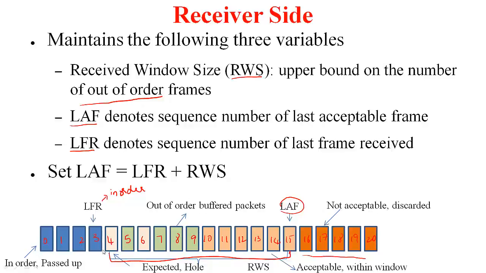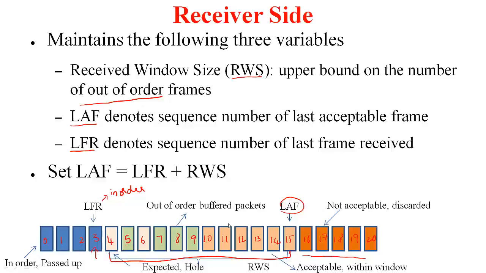Here I have just numbered the frames. This receiver has received frames in order until the third frame. It is expecting frame 4, but it did not come. Maybe it got lost. After that, it got frame 5. Again, frame 6 it didn't get because maybe it was lost. And then it got 7, 8, 9. So 5, 7, 8, 9 it accepted because they fall within the RWS window.